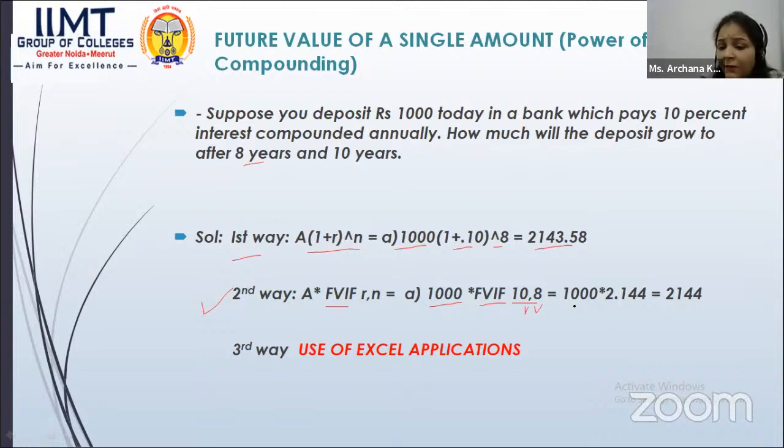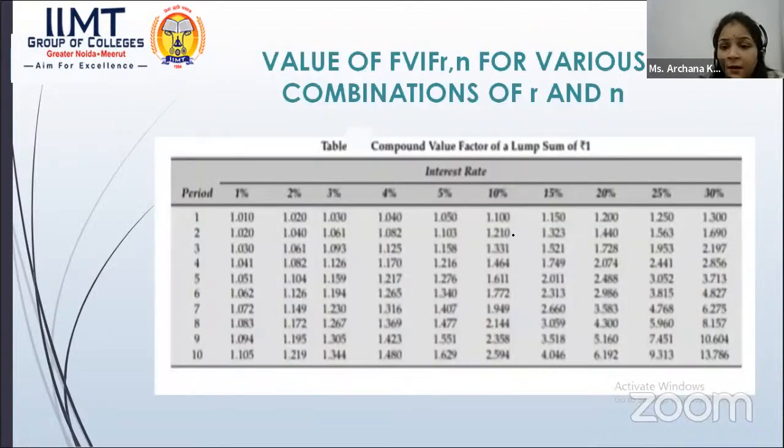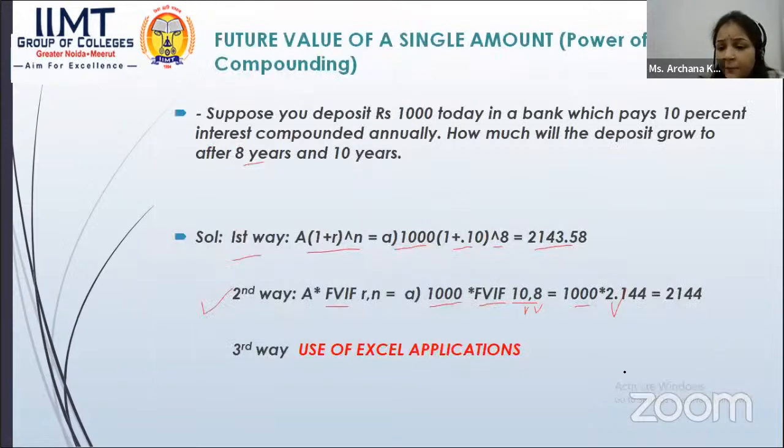You will get 1000 into 2.144. How does it come? See, this is the future value interest factor table. In case of a 10% interest rate in year 8, you are getting 2.144. Right? So you will pick this particular number and put it here and you will get 2144, the future value of the lump sum.